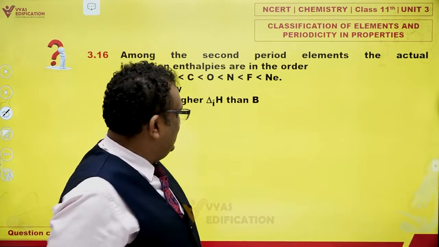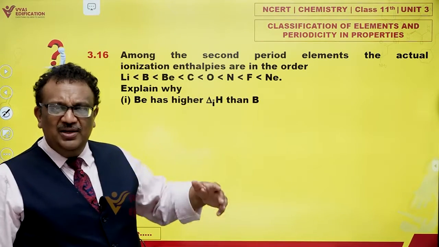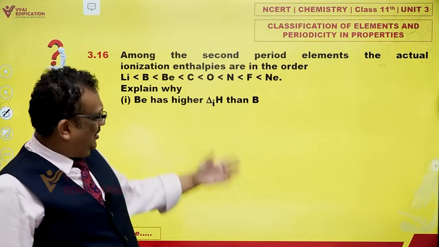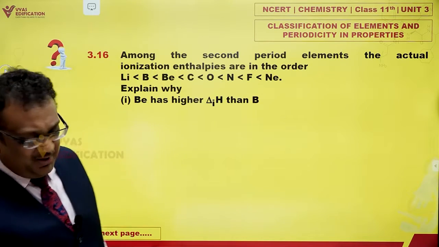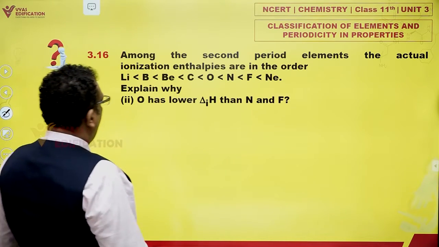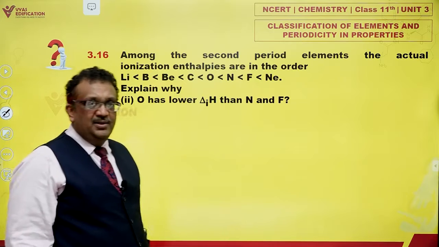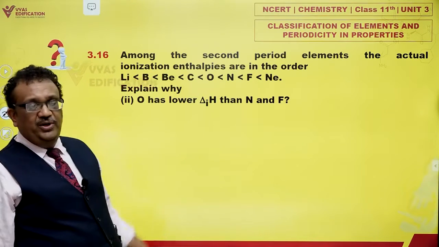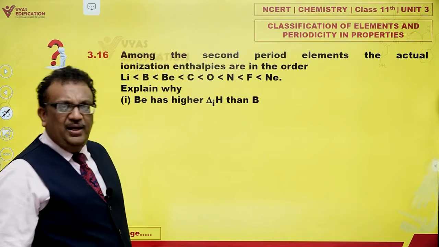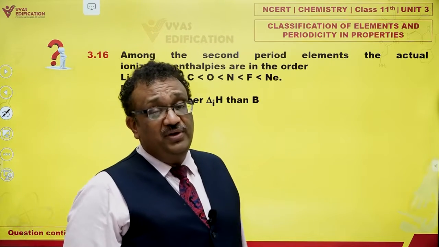First let us graphically draw this, and let's also explore why this is the order, because that exactly is the question. First part is this, and the second part says why is it that oxygen has it lower than nitrogen as well as fluorine. Let's take a look. I think this has to do with electronic configurations.